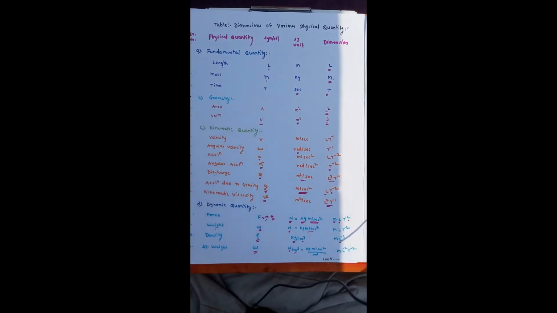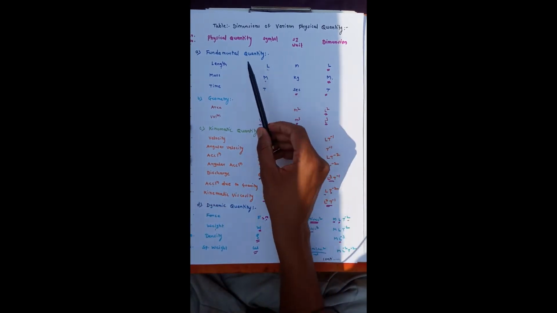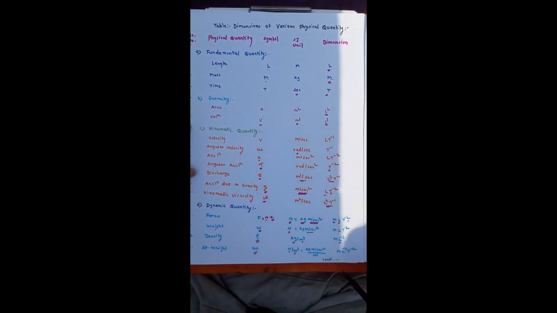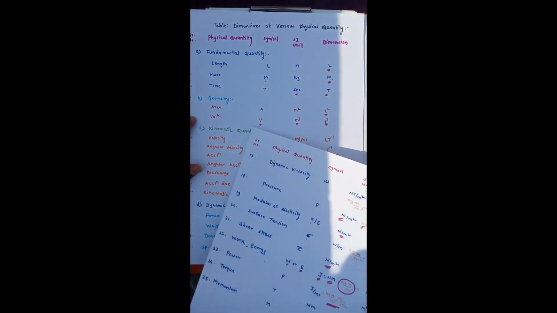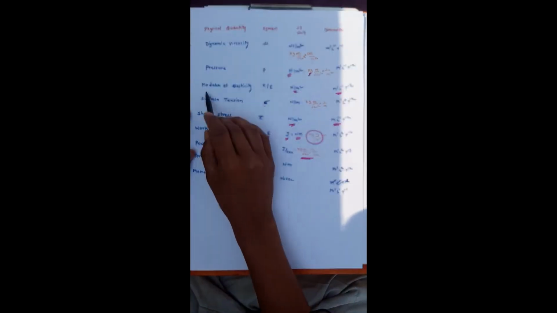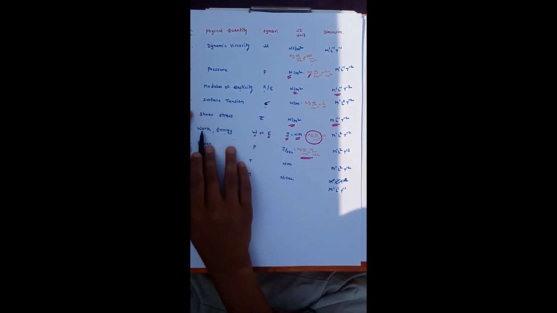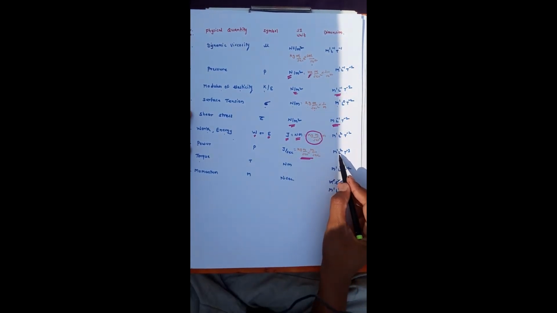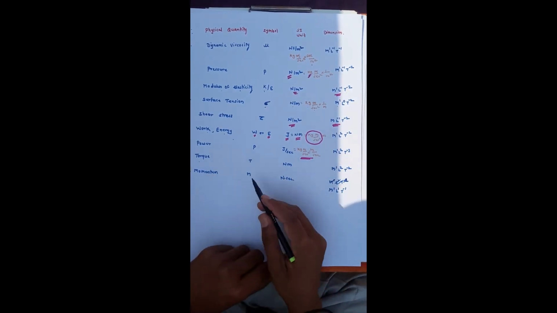What is the fundamental dimension of power? For revising that, I will show the chart once again. Power has the unit of joule per second. This is the chart we have seen in the last lecture, the last video. Length, fundamental dimensions L, M, T, all those we derived. Then another chart: dynamic viscosity, pressure, modulus of elasticity, surface tension, shear stress, work, power. Power has the SI unit joule per second, and the fundamental dimension M raised to 1, L raised to 2, T raised to minus 3. Then torque, momentum.